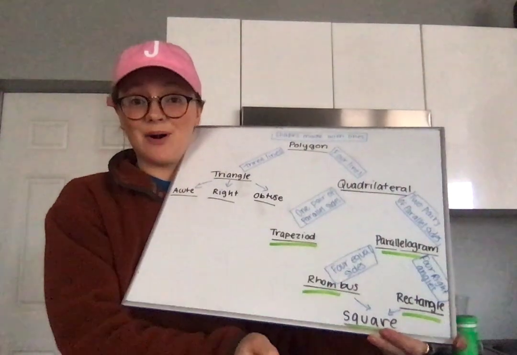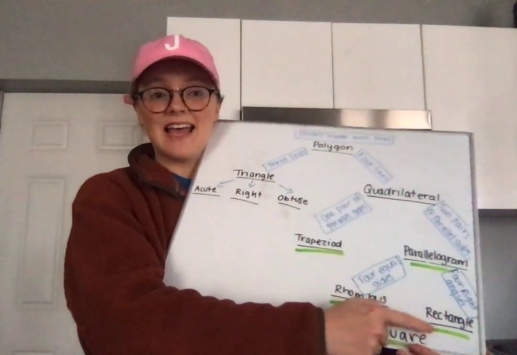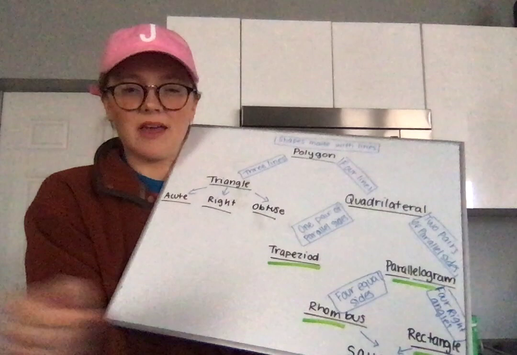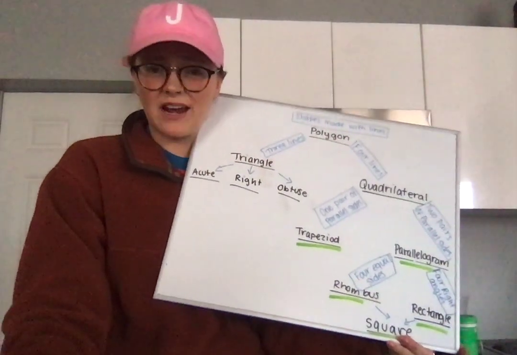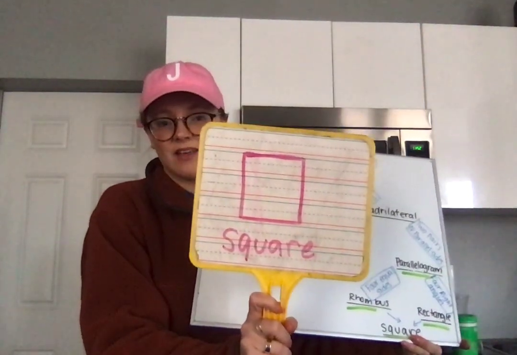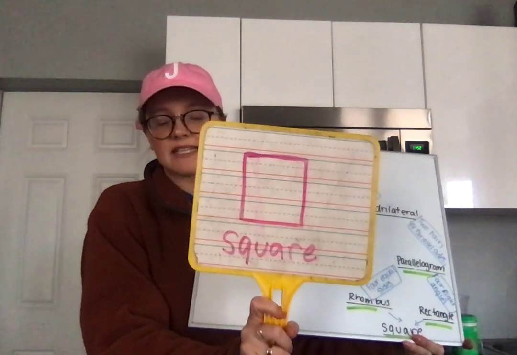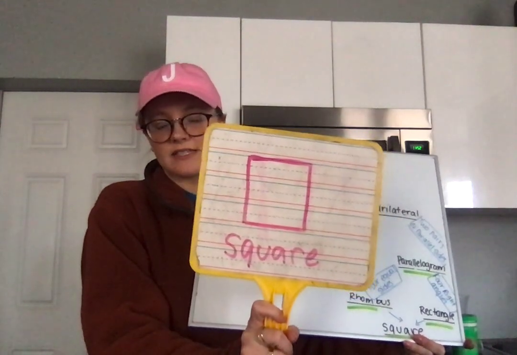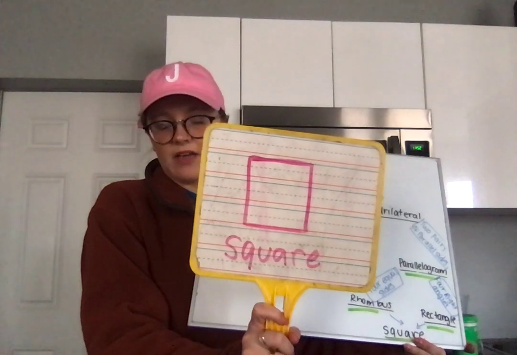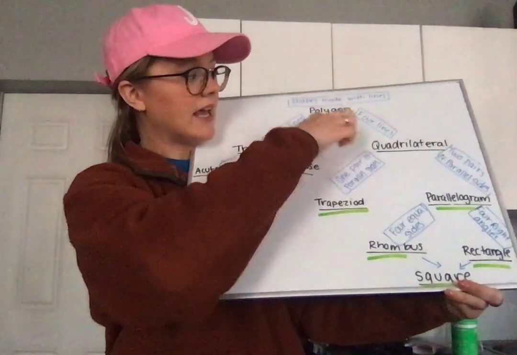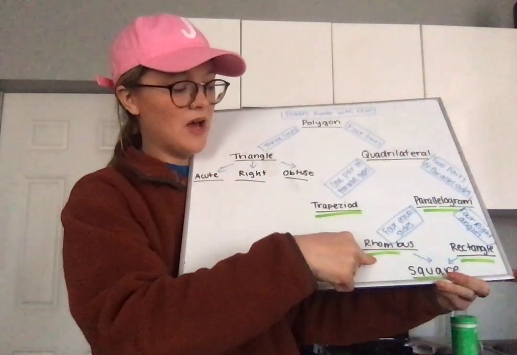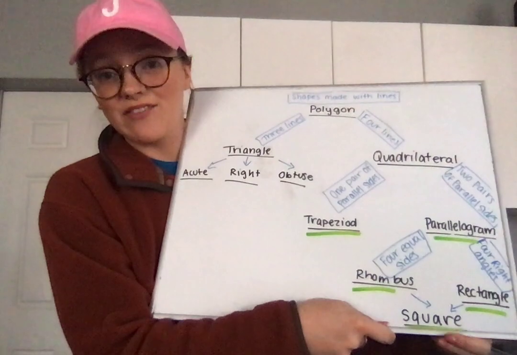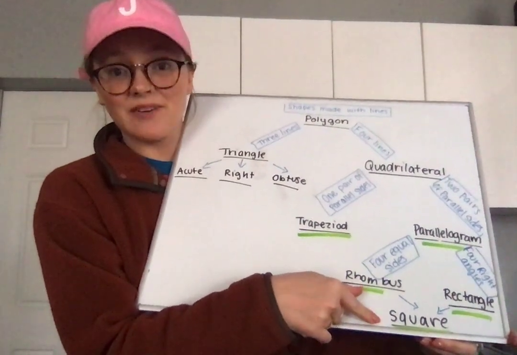But if we combine both, if it's a shape that has equal sides and all right angles, think, what could it be? What shape do we know that has equal sides and all right angles? It is a square. It has parallel lines on both sides. It has all right angles, and all of the sides are the same length. So a square is a polygon, a quadrilateral, a parallelogram, a rhombus, and a rectangle. It's all of those things, and we call it a square.